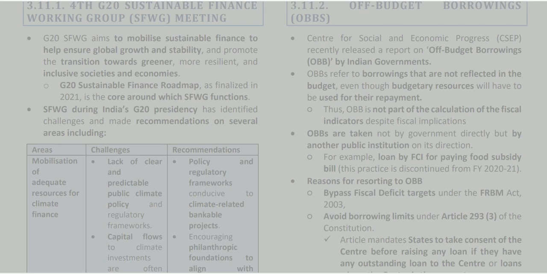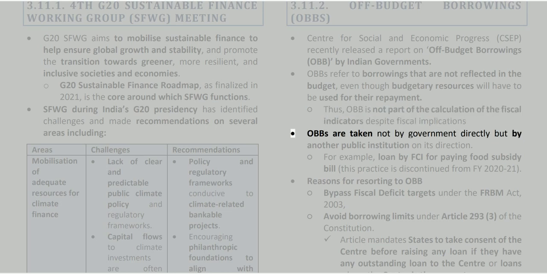3rd November 2002, off-budget borrowings. The Center for Social and Economic Progress, CSEP, recently released a report on off-budget borrowings, OBB, by Indian governments. OBBs refer to borrowings that are not reflected in the budget, even though budgetary resources will have to be used for their repayment. Thus, OBB is not part of the calculation of the fiscal indicators despite fiscal implications.